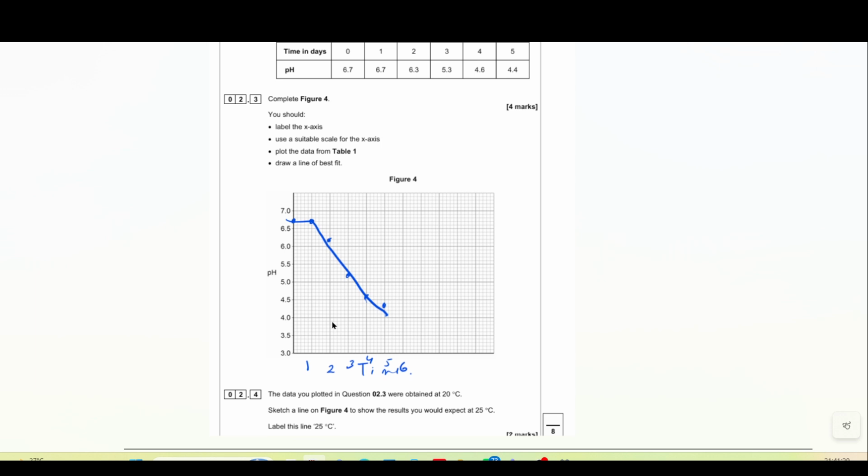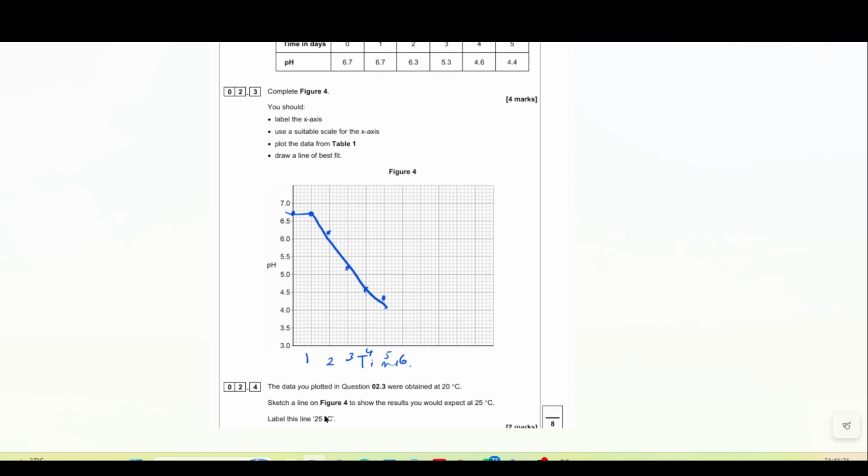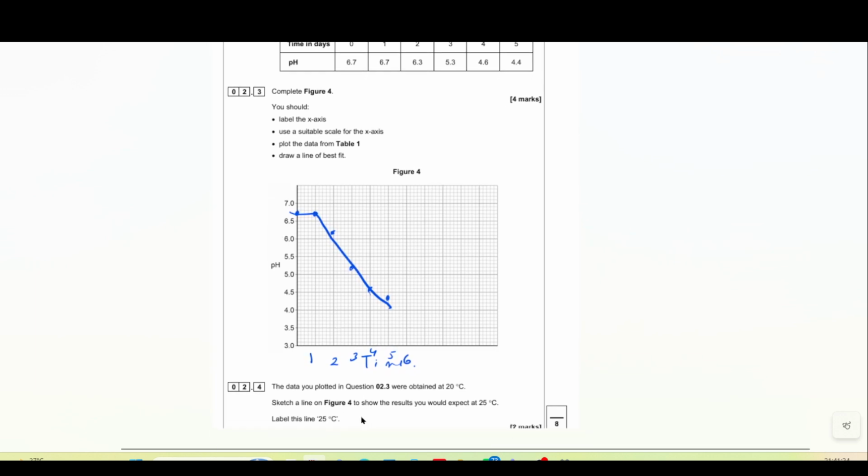Label, already did that. Days. Draw a line of best fit. Just connect these points. Okay.